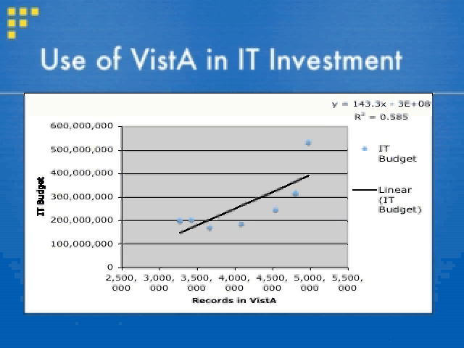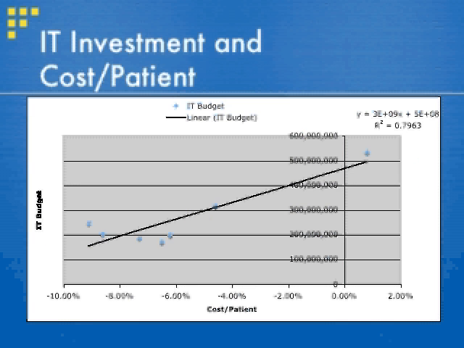This figure shows the relationship between the number of records in VISTA and the IT budget. The correlation is the square root of r squared, which in this case is 0.76. This represents a significant relationship between the two variables. This scatter plot illustrates the relationship between cost per patient and the IT budget. The correlation is 0.89, which shows that the relationship between the two is very significant.